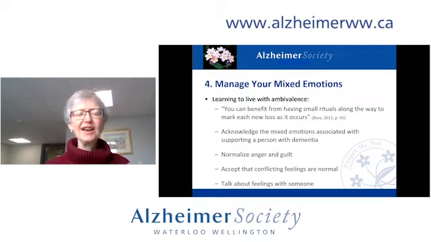Number 4 has to do with managing mixed emotions, learning to live with ambivalence. You can benefit from having small rituals along the way to mark each new loss as it occurs. You want to find rituals that mark the loss but honor your loved one. That helps make the loss real, and it gives others the opportunity to acknowledge it, really to acknowledge the mixed emotions associated with supporting the person with dementia.